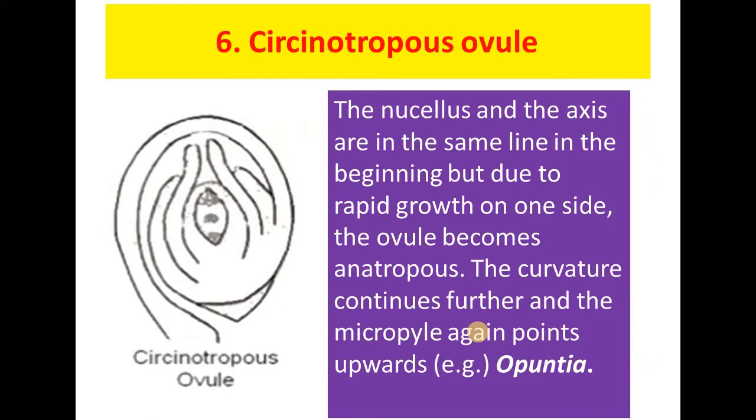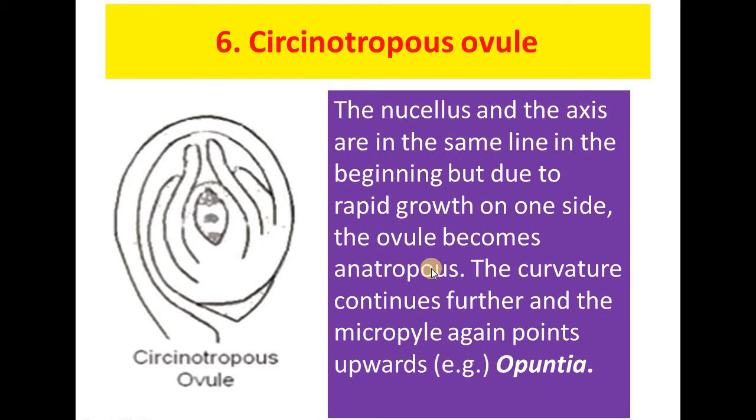Now the last type, that is the Cercinotropous ovule, the sixth type, which is a very unique type of ovule, a special type of ovule you can say. The nucellus and the axis are in the same line in the beginning. But due to the rapid growth on one side, the ovule becomes anatropous. Only one side growth will be there. So first of all, the ovule will become anatropous. That means the 180-degree turn is there, and the ovule will become anatropous initially during the growth.